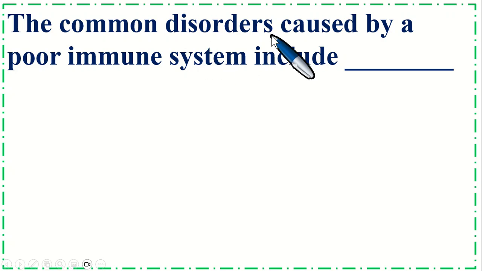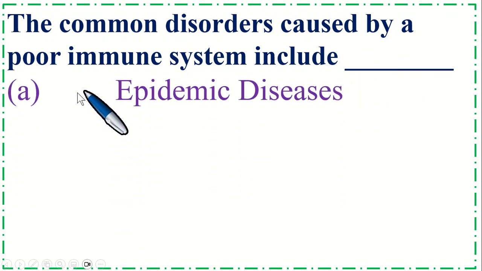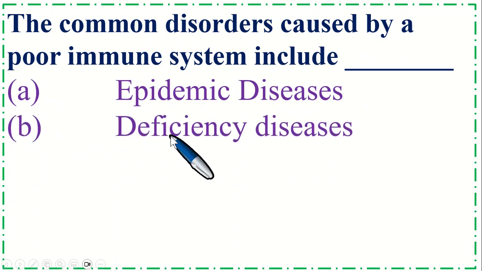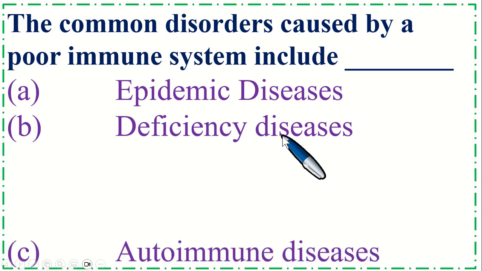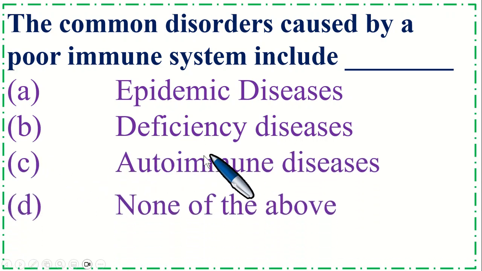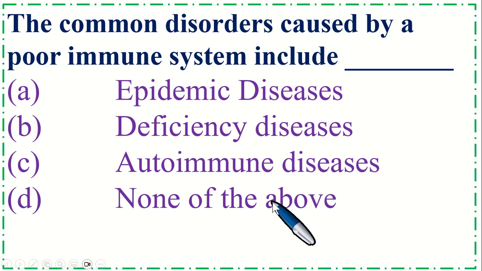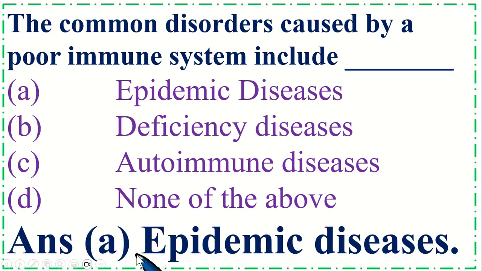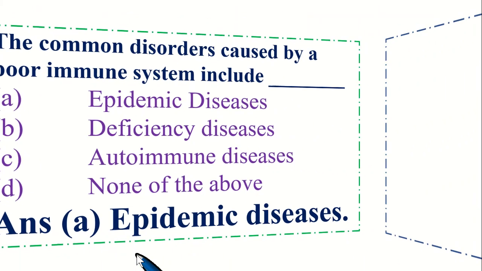The common disorder caused by a poor immune system include this. Option A. Epidemic diseases. B. Deficiency disease. Option C. Autoimmune disease. And option D. None of the above. So the correct option is A. Epidemic disease.